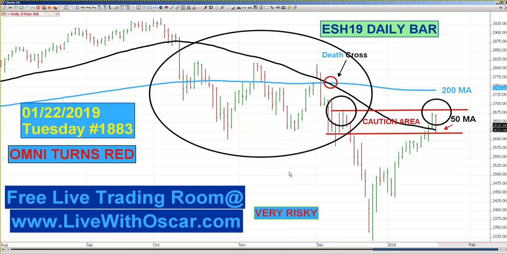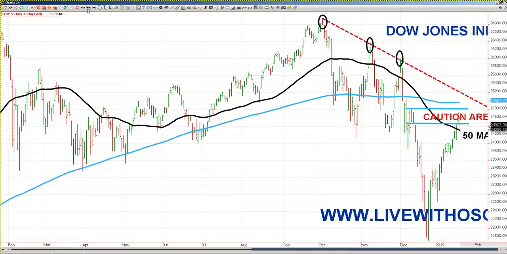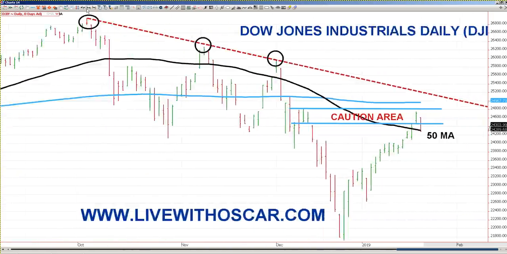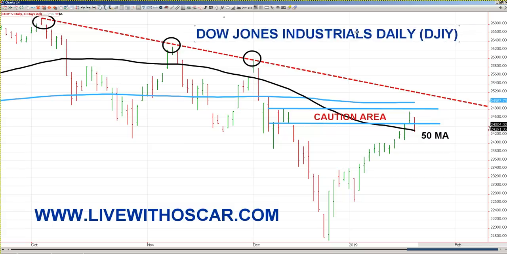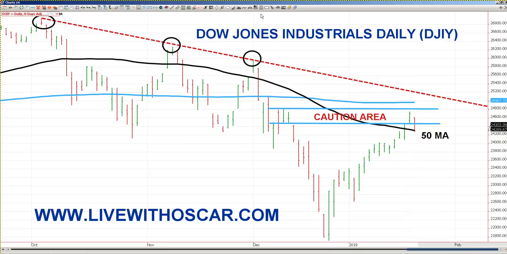Now we're going to move to another chart. Dow Jones Industrial Average. Look at this one. It failed miserably. Didn't even hit the top of that area. Got near the 200-bar moving average. Failed miserably and is now getting back below the 50. So this caution area is absolutely giving us reason to caution.